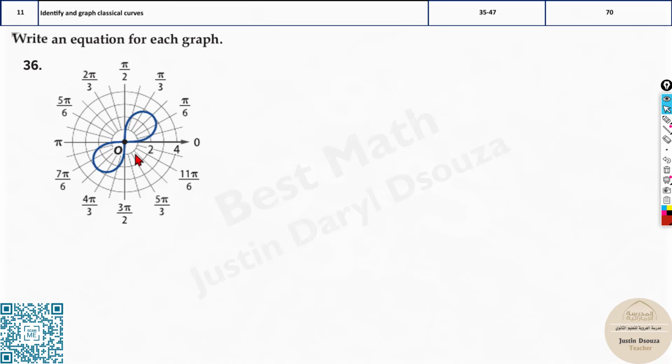So it's 3 sine theta, positive answer. Now what about this one? If you see this one, it's a lemniscate. Let's write the standard formula because it has to do with r squared equals a squared sine 2 theta. Why did I write sine here? Because it's not on the horizontal axis. If it's not on the horizontal axis, you just take it as sine. Now let's substitute. What is the a value here? It's 3. 3 squared sine 2 theta, so it'll be 9 sine 2 theta. That will be the answer.